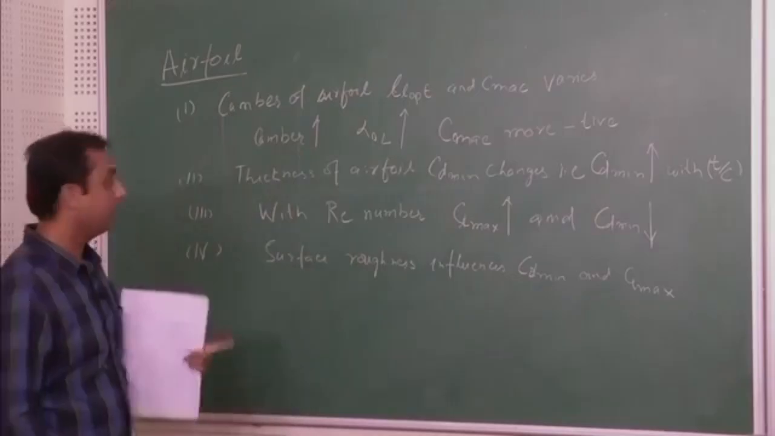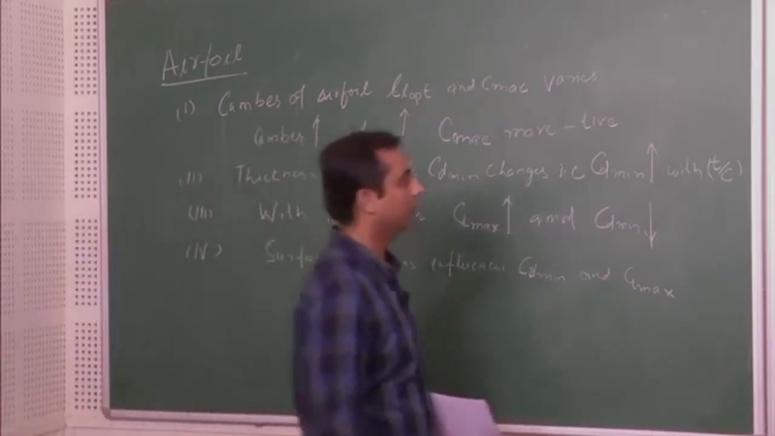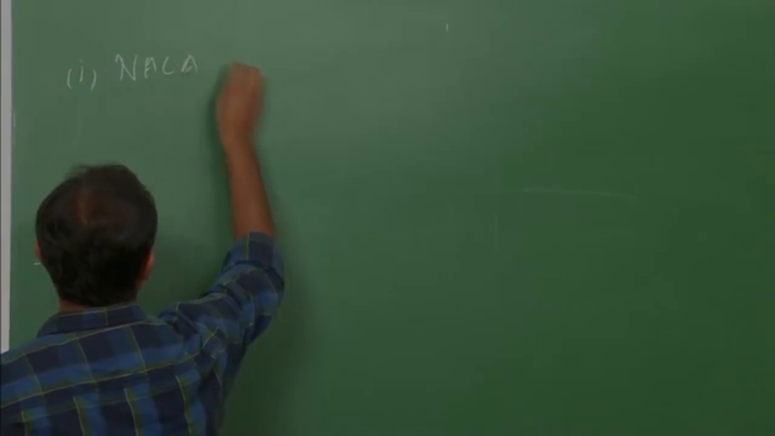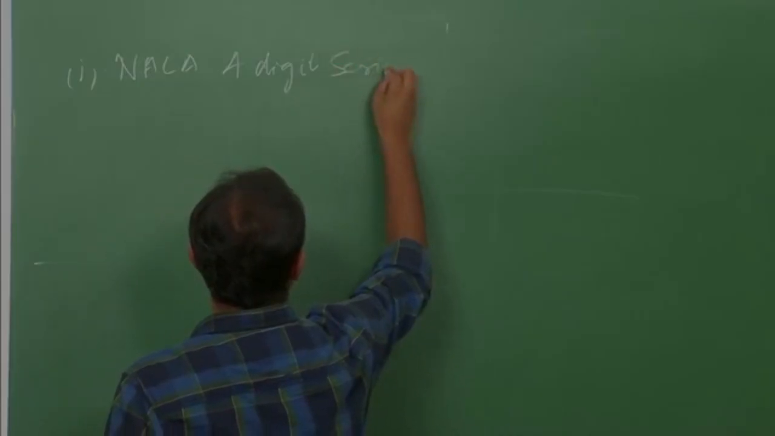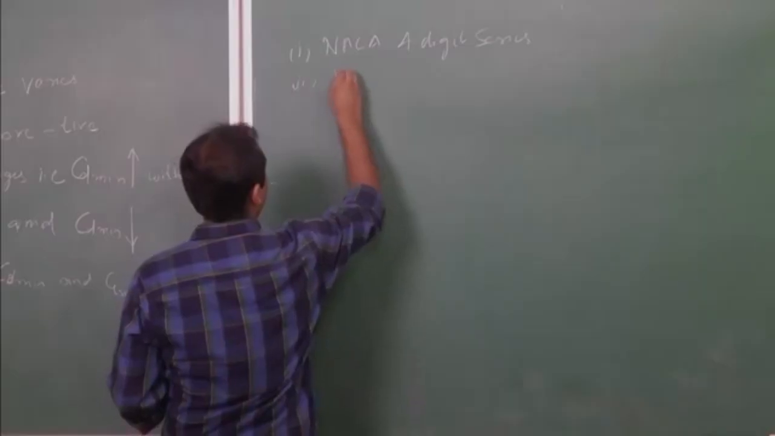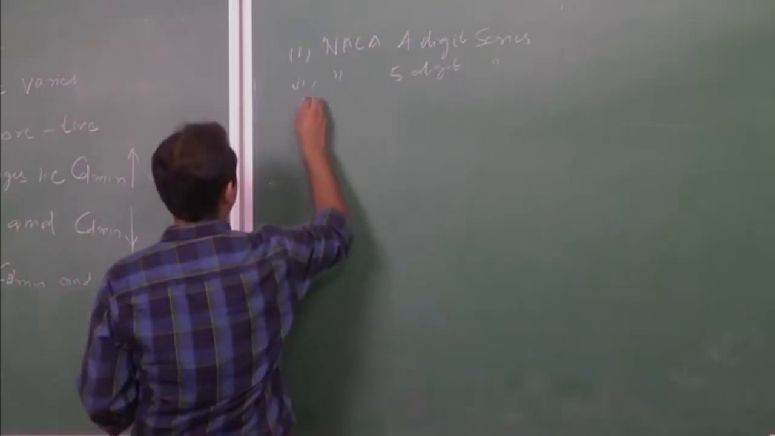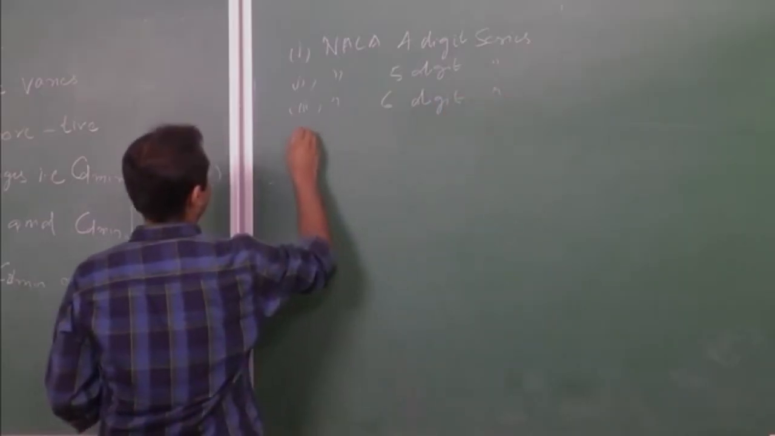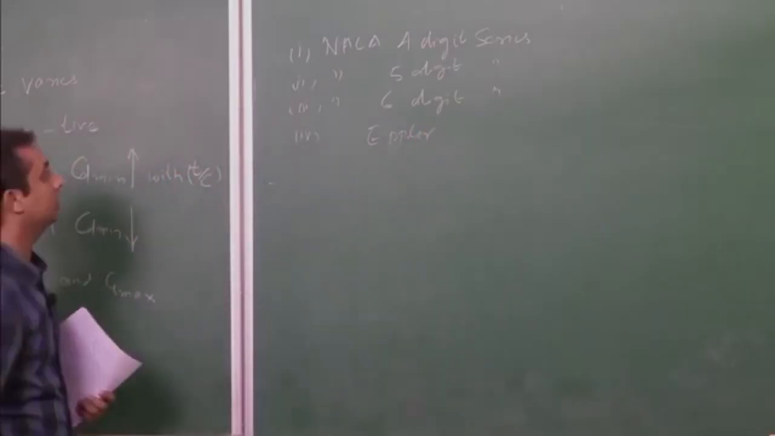These are the points we have to take into account when we look at an airfoil. Now, there are different types of airfoils present. There are different series of airfoils, and some of them are your NACA 4-digit series, NACA 5-digit series, NACA 6-digit series, then there are some Eppler series, and each of these airfoils is followed by some numbers.